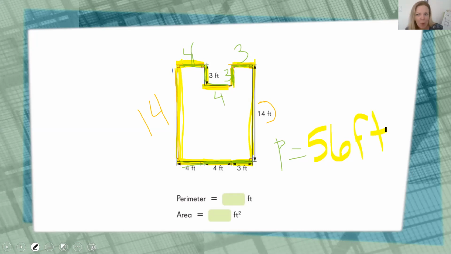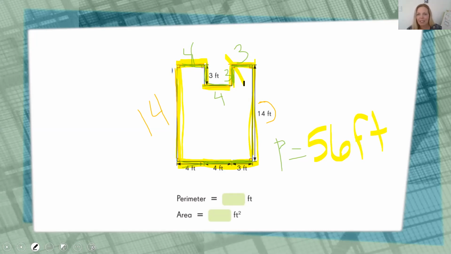Now, that's not squared. That would be Miss Nagdev walking around this whole shape with a piece of string and cutting it off when I got to the end, and then pulling my string out and measuring it, it would equal 56 feet. Okay, perimeter. Last thing to solve for now is area.